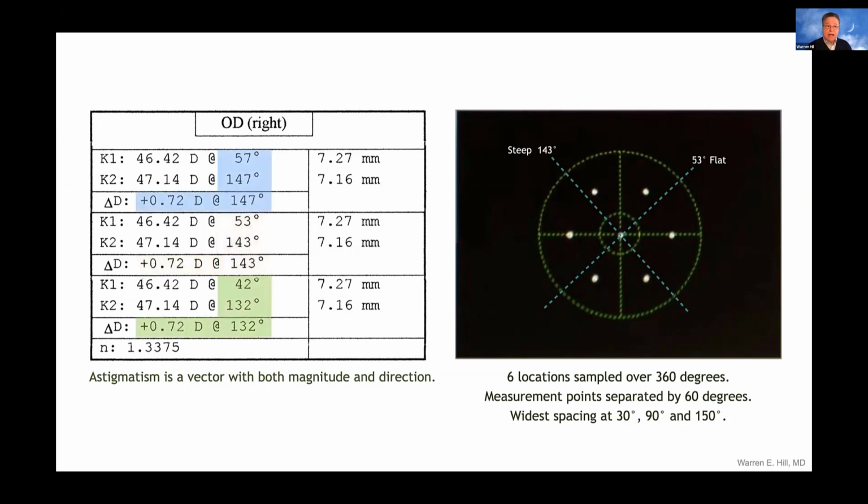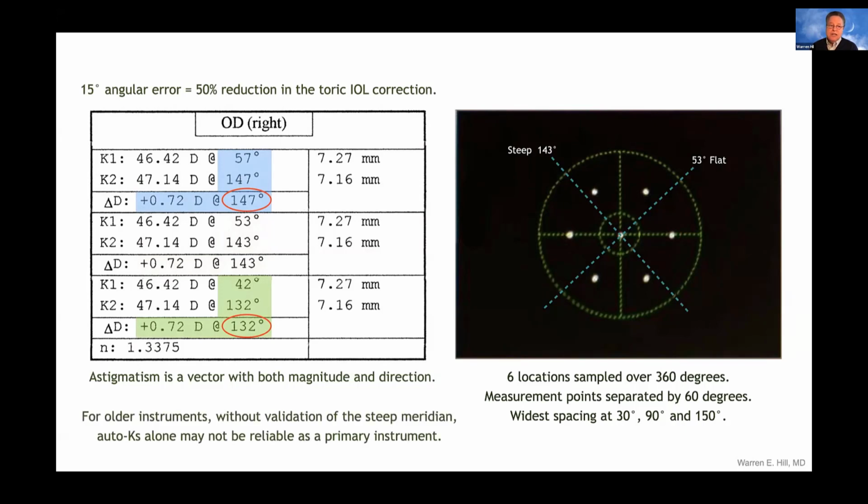So let's say measurement number 1 is correct, or measurement number 3 is correct. Well, that's a pretty significant difference. We have a 15-degree angular error, and that would be a 50% reduction in the toric IOL. So it's not hard to imagine that even if we get the power difference between meridians correct, if we're off on the steep meridian, we're going to have a refractive surprise. So some form of validation is very important.